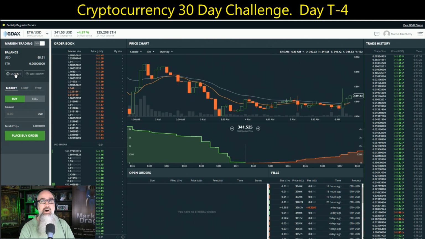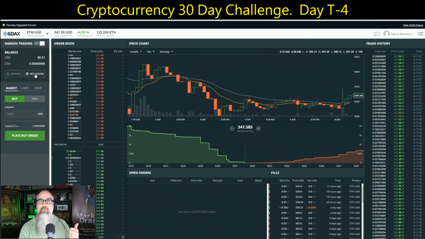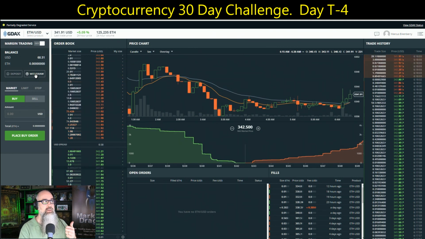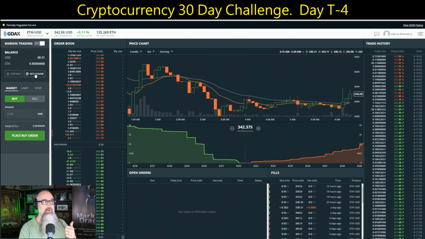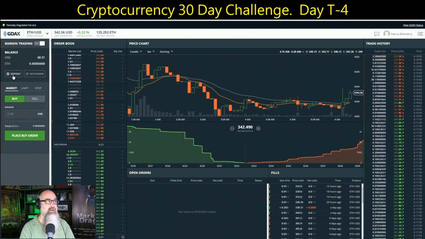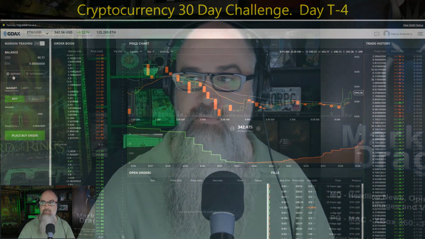So, okay, we're going to deposit. To take out stuff and send it to Coinbase, you would do a withdrawal. And to do a deposit, you click on deposit. Now I'm going to hide my screen here for just a second. I'm just going to make sure that it doesn't show any information that I don't want you to see.